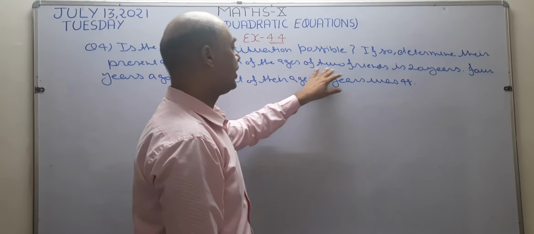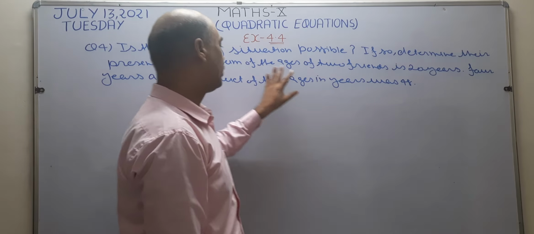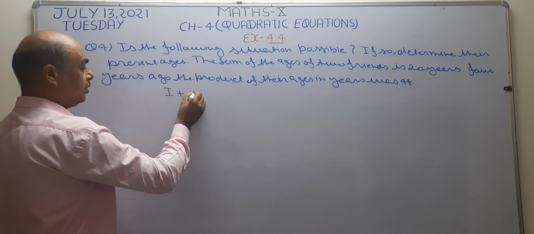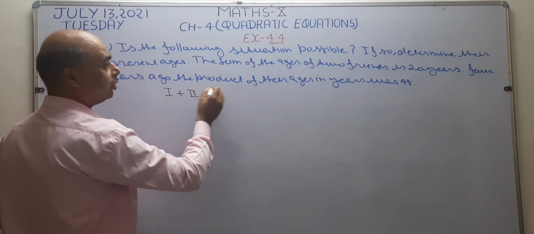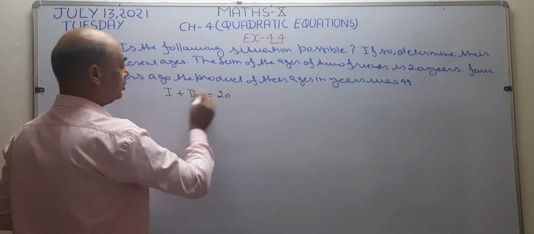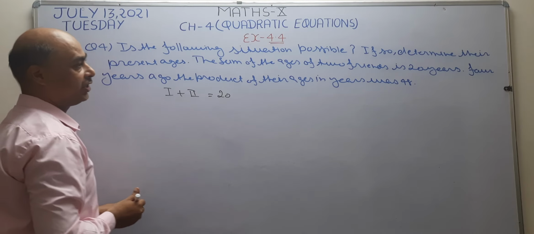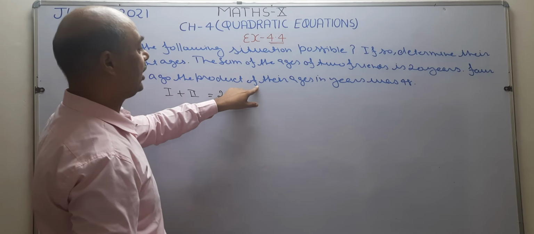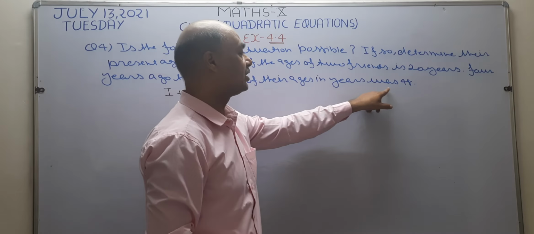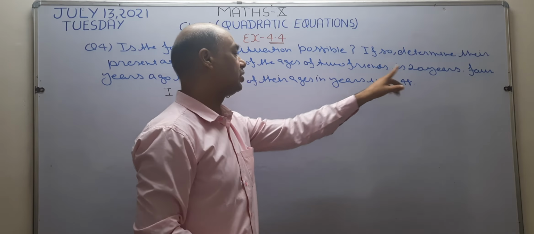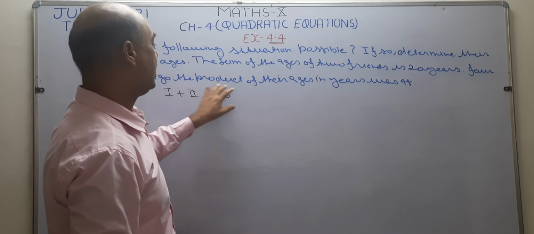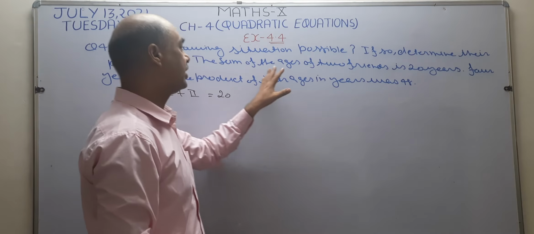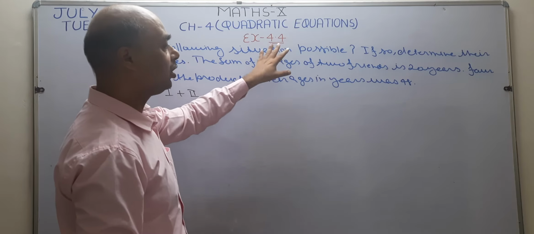The sum of the ages of two friends is 20 years. In this question, two friends are there, and the sum of both their ages is 20 years. It is given that 4 years ago, the product of their ages in years was 48. Now I want to check whether it is possible or not.